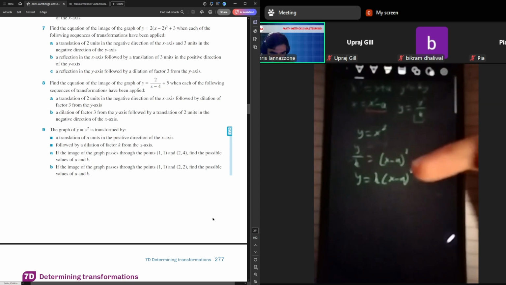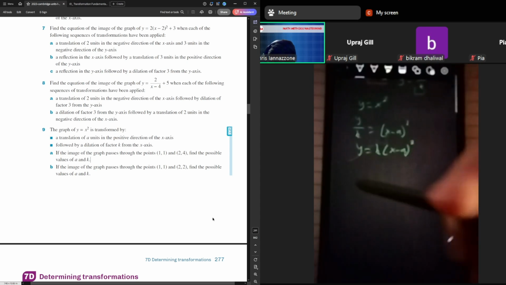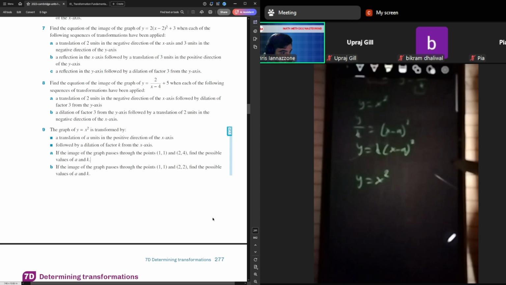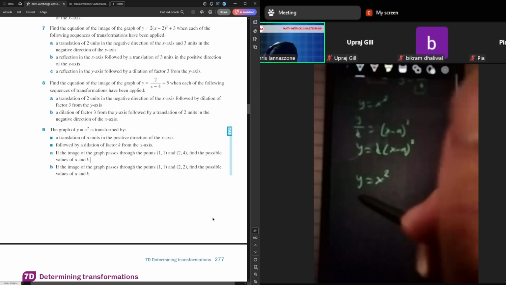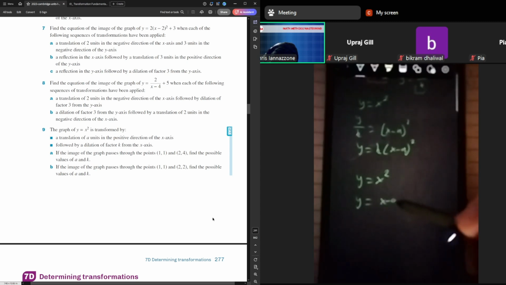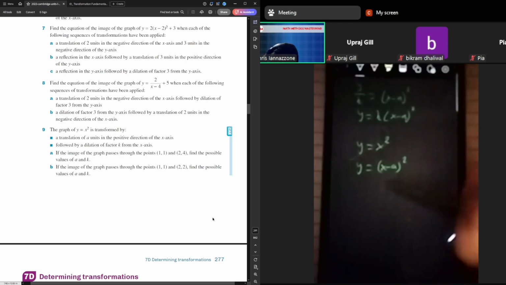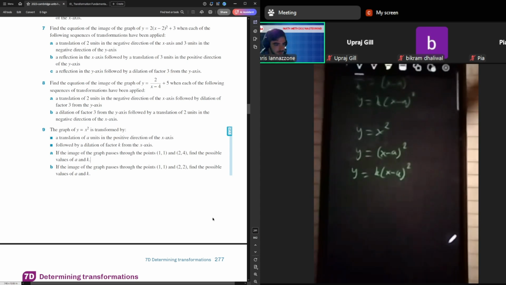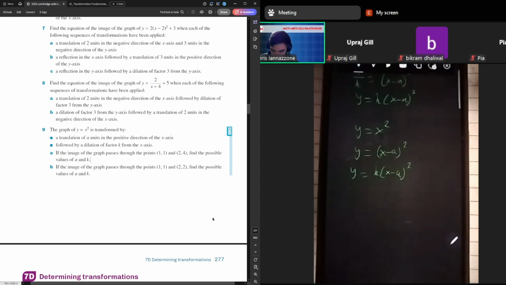For those who prefer recognition, y equals x squared. Translate a in the positive x would mean replacing every x with x minus a. And then dilate factor k from the x looks like a multiplication of the entire function. And so k bracket x minus a squared. Cool. All right, that's that.